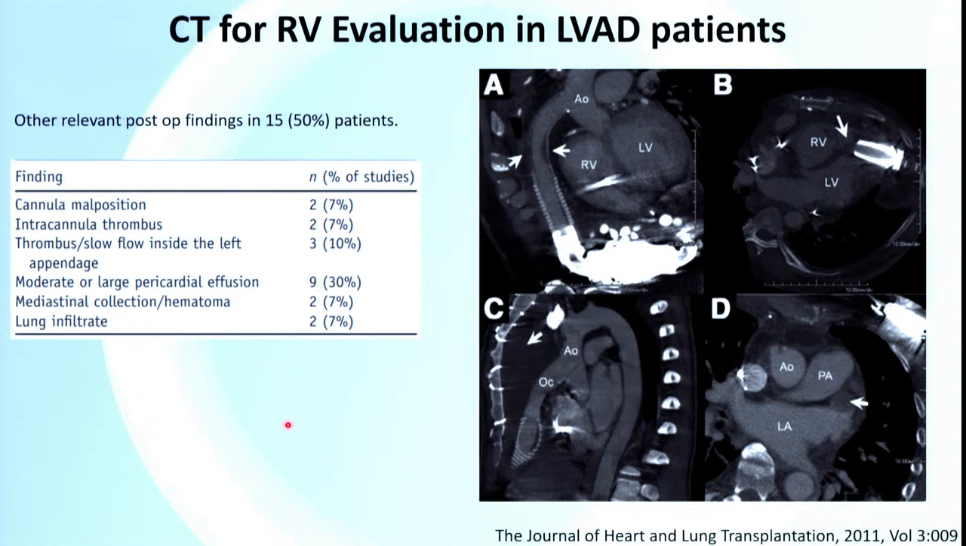Here's low attenuation regions in the outflow cannula indicating thrombus in the outflow cannula. Here is malpositioning of the inflow cannula because it's butting against the interventricular septum here. Here's a large anterior mediastinal hematoma, and then there's a left atrial appendage clot. So it can help pick up some of those things as well that are obviously clinically relevant.